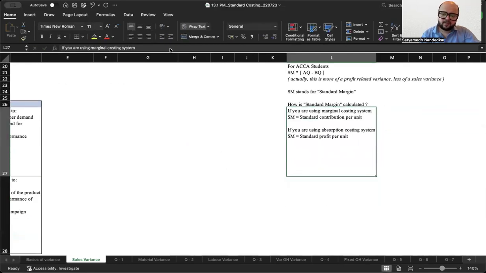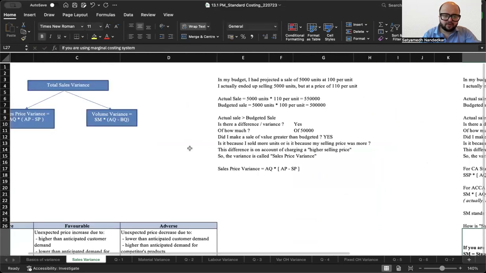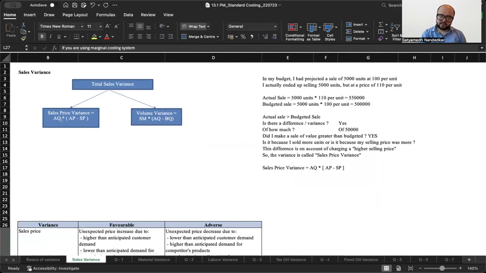Okay, so now if I have to summarize my formulas, sales price variance is actual quantity into actual price minus standard price. Inside the bracket, you follow alphabetical order. Volume variance is actual quantity minus budgeted quantity into standard margin. We understood just now how exactly standard margin is expressed. Different for a situation where you are using marginal costing, different for a situation where you are using absorption costing.